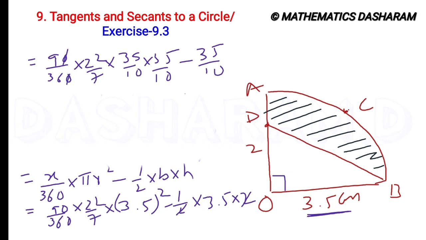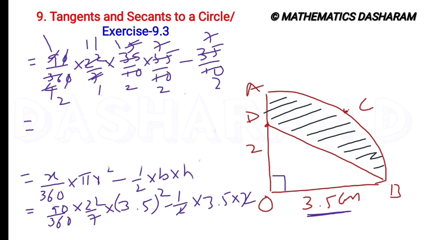Here 0 cancel, 9 ones are 9, 4 twos are 8, 11 ones are 11, 2 twos are 4. So next one 7 ones are 7, 5 sevens are 35, 5 ones are 5, 5 twos are 10. Next 5 sevens are 35, 5 twos are 10. So is there any other cancellations? No. Here also same, 5 sevens are 35, 5 twos are 10.